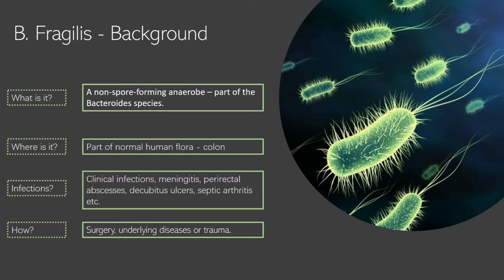Bacteroides fragilis is a gram-negative, non-spore-forming obligate anaerobe that is part of the normal human flora of the colon and can cause infections such as meningitis and septic arthritis, as well as clinical infections such as surgical wound infections. These infections result from surgery, any underlying disease such as diabetes, or trauma.